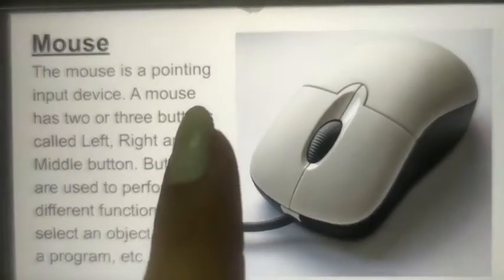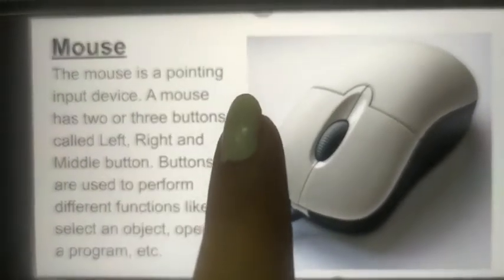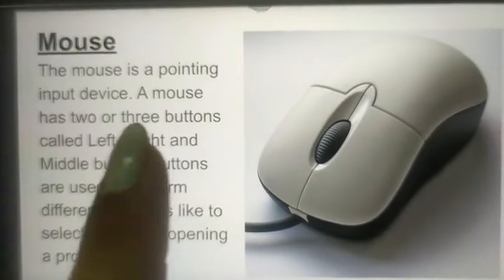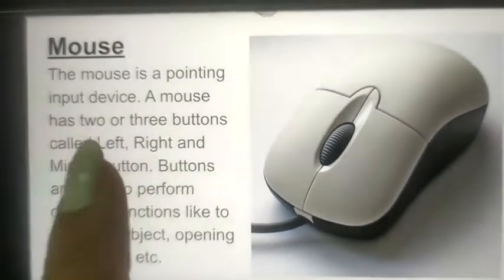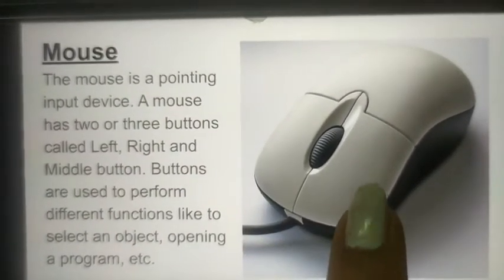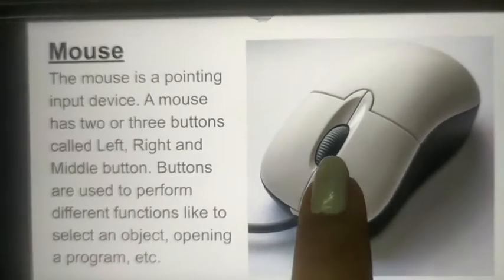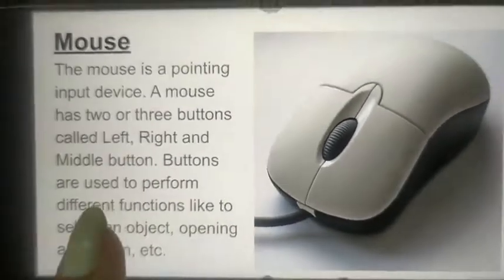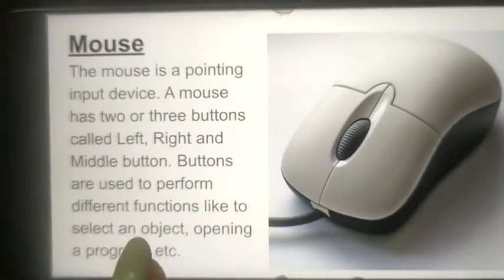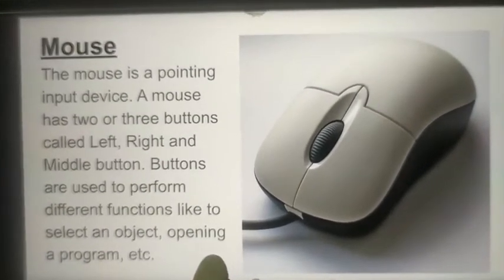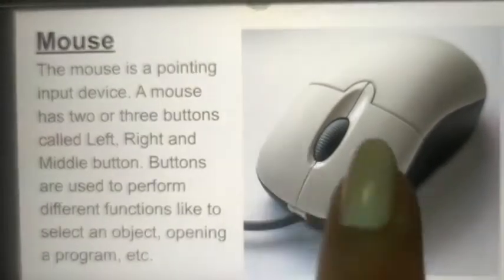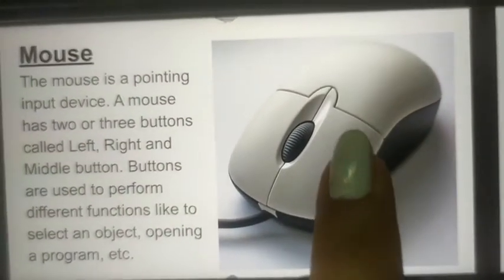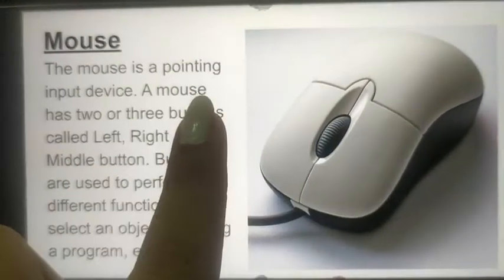Mouse. Mouse is also an input device, but it is a pointing input device. A mouse has 2 or 3 buttons called left button, right button and middle button. Middle is this. Buttons are used to perform different functions like to select an object and open a program. So mouse is an input device. It is also used to give input to the computer system.